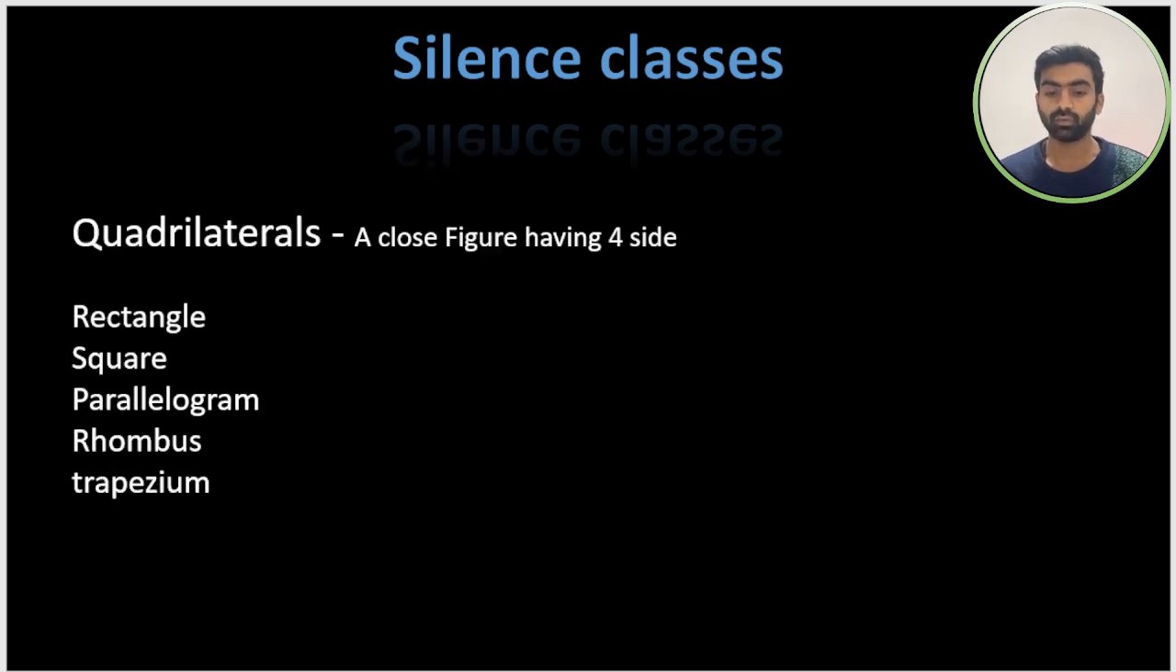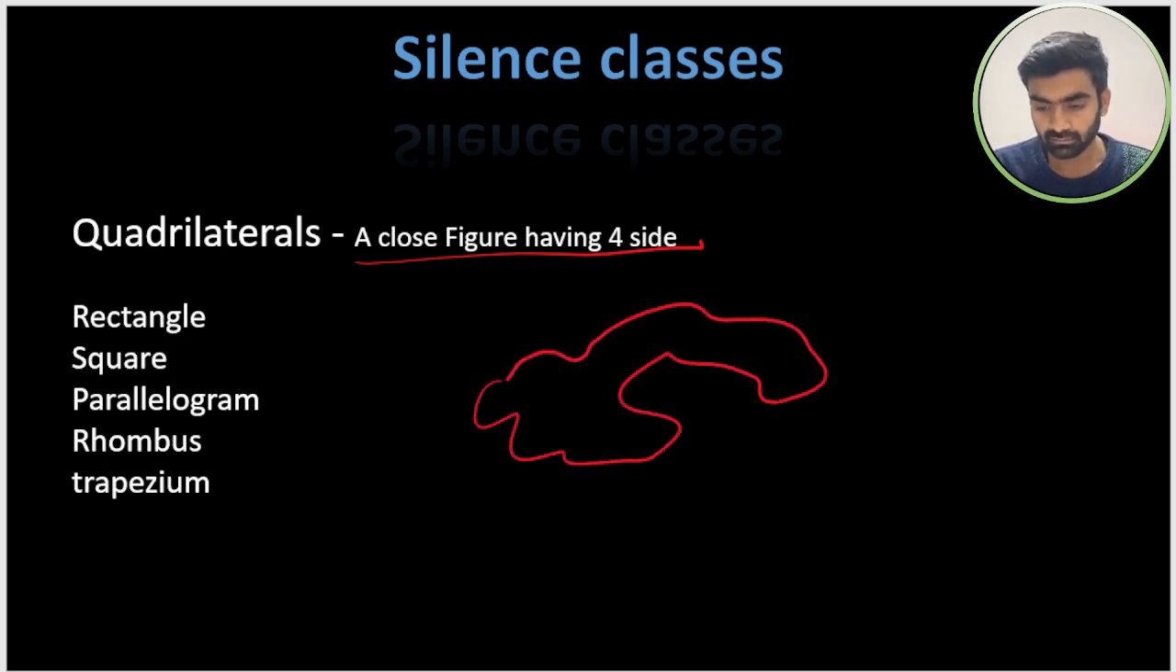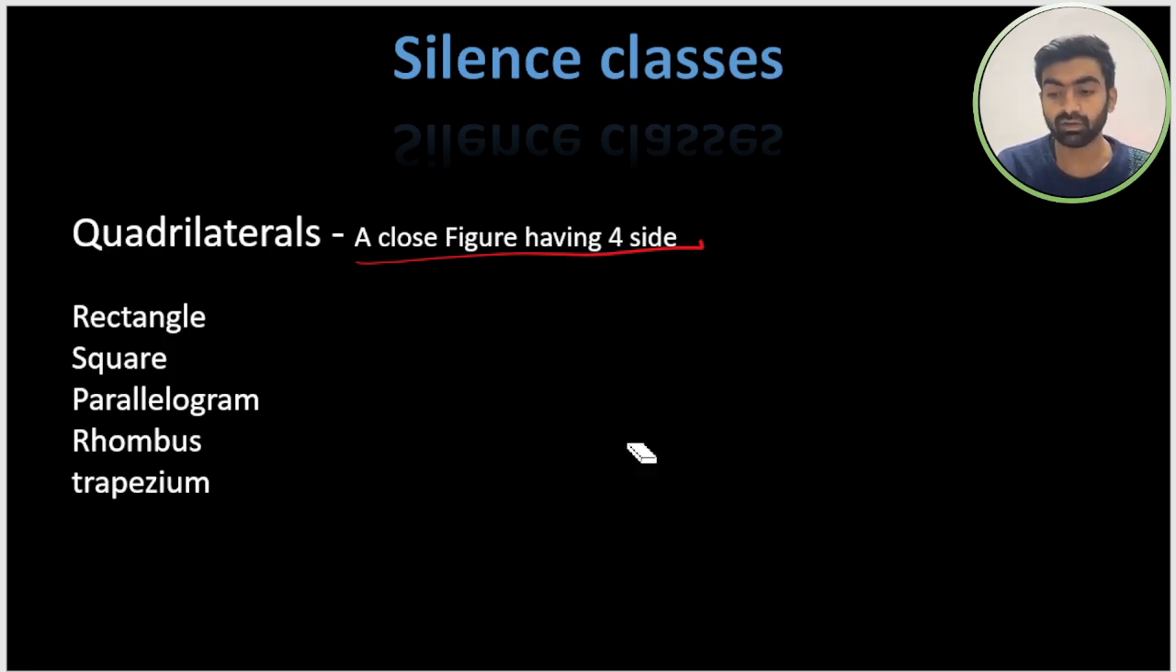Now let's move to the quadrilateral. What is a quadrilateral? Any closed figure having four sides, and it should be made up of line segments. If I make a figure like this, it is a closed figure, but it is not a quadrilateral, because a quadrilateral is a closed figure having four sides made up of line segments.